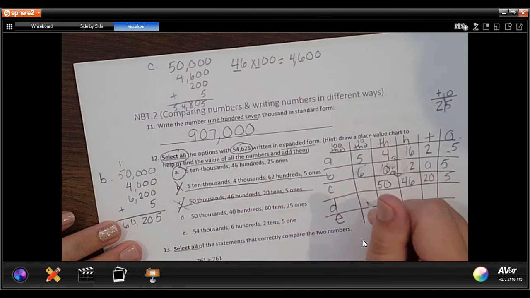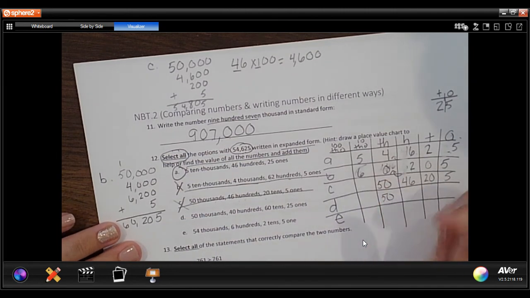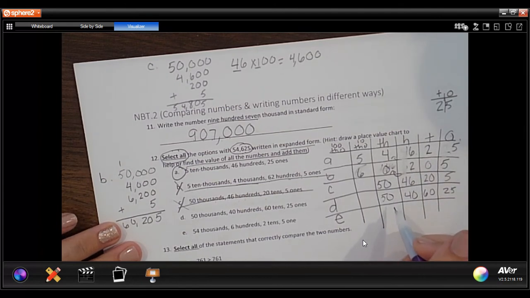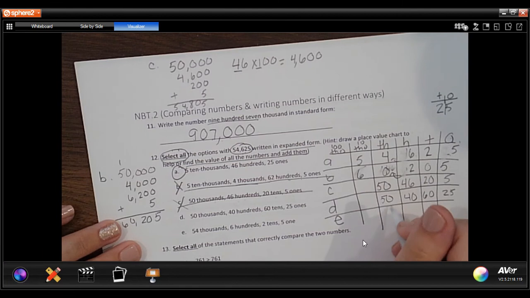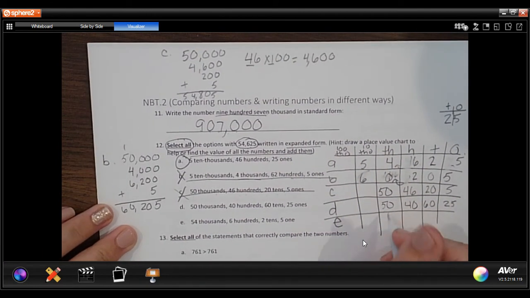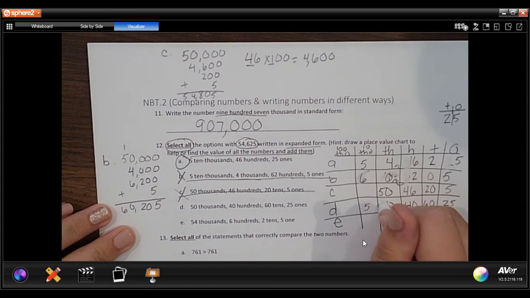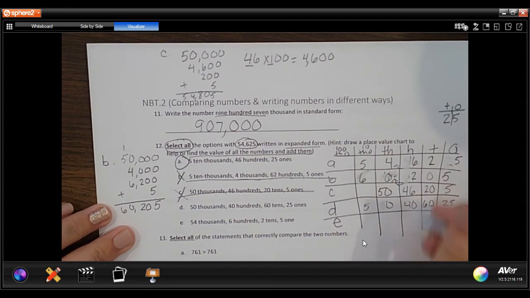D, 50 thousands. So I'm going to put 50 in my thousands place, 40 hundreds, 60 tens, 25 ones. This one has a lot of zeros, so I'm going to see if I could easily move these over and not regroup, but we will see. So 50 times 1,000 is 50,000, so I'm going to move the 5 over to the 10,000s place and erase the 5 from there. So now I have 0 thousands and I have 5 10,000s.